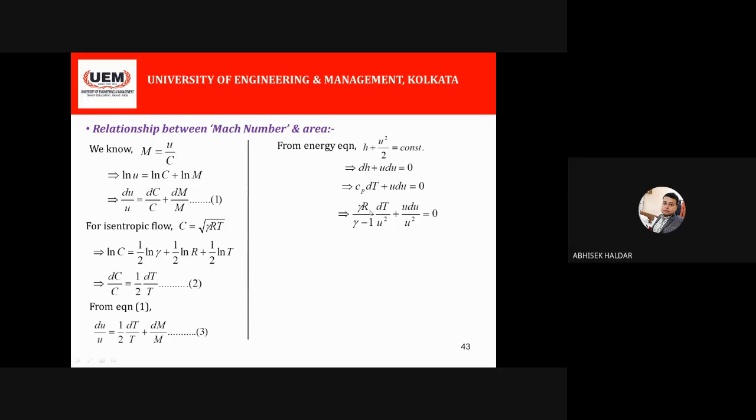Cp is equal to gamma R by gamma minus 1. How can I get this? Who can tell me, how am I writing Cp is equal to this, gamma R by gamma minus 1?